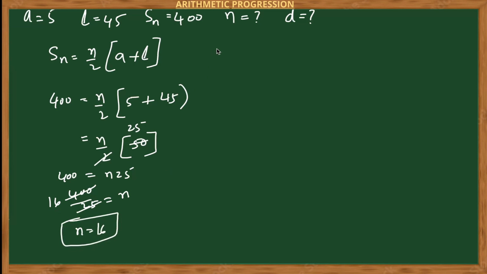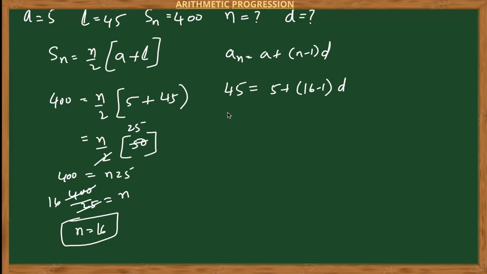So we got n. Now that we have n, can we find the difference? How do we find it? With our nth term formula we can find it here. So an is equal to a plus n minus 1 into d. An is given, the last term, which is the nth term. So its value is given: 45 is equal to a, which is given, 5, plus n, which we found, 16 minus 1 into d.